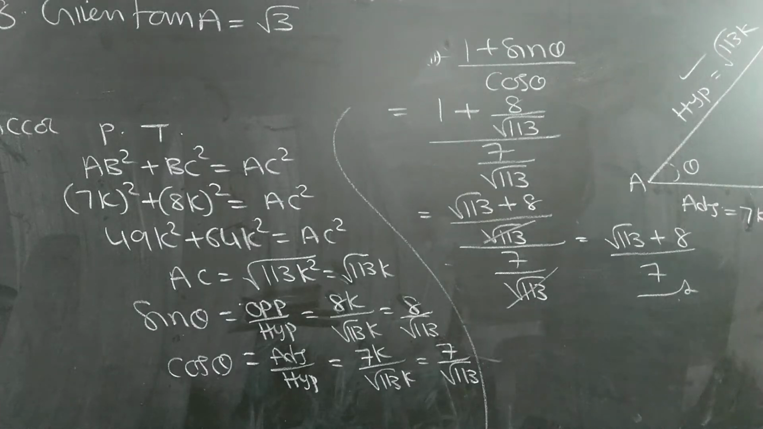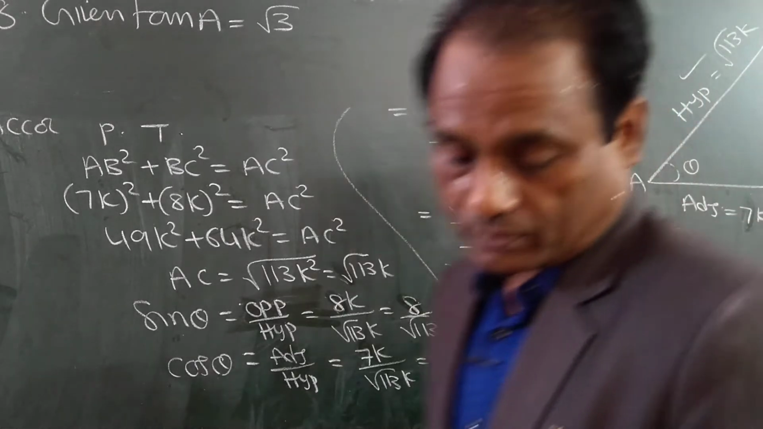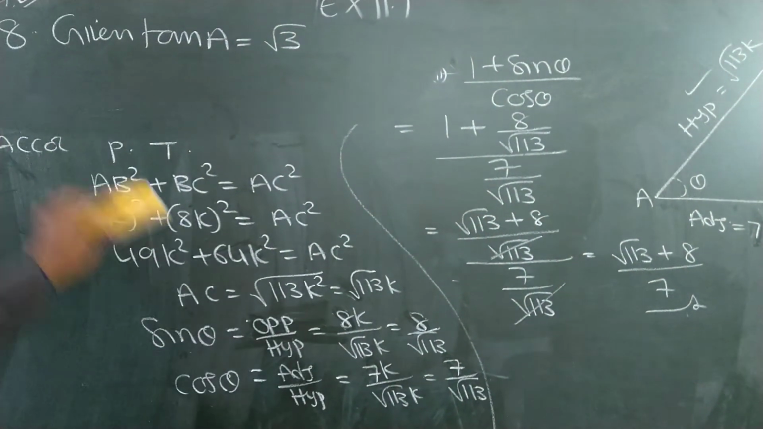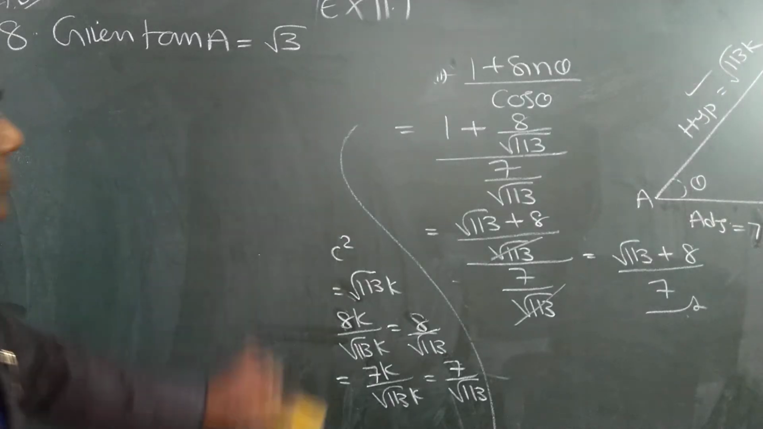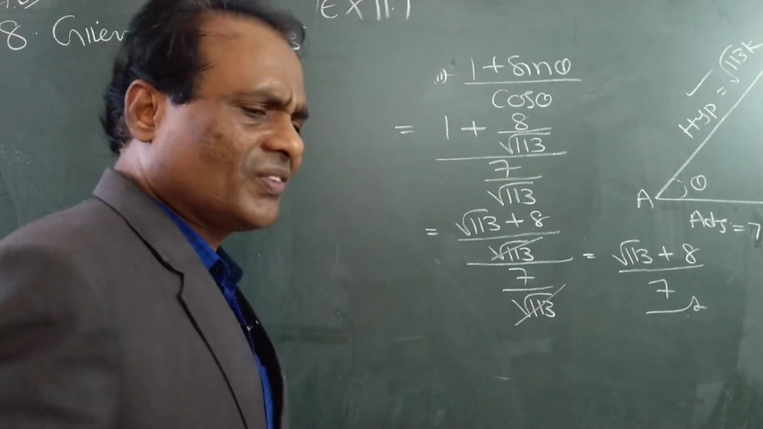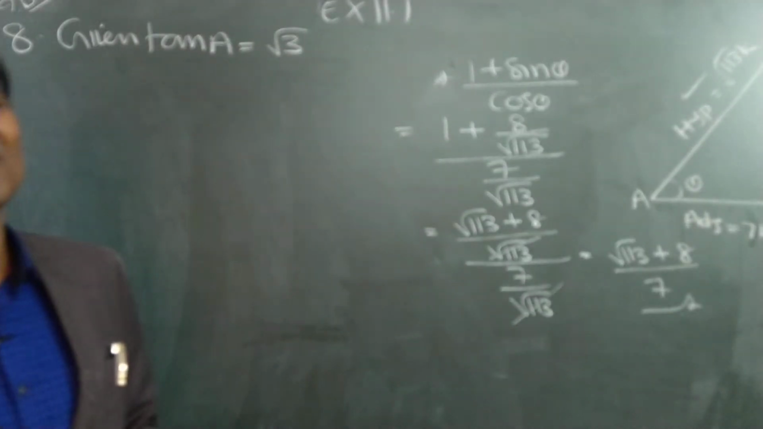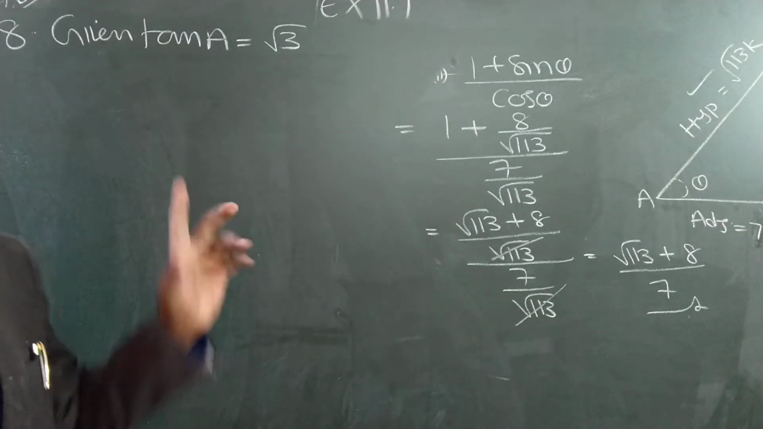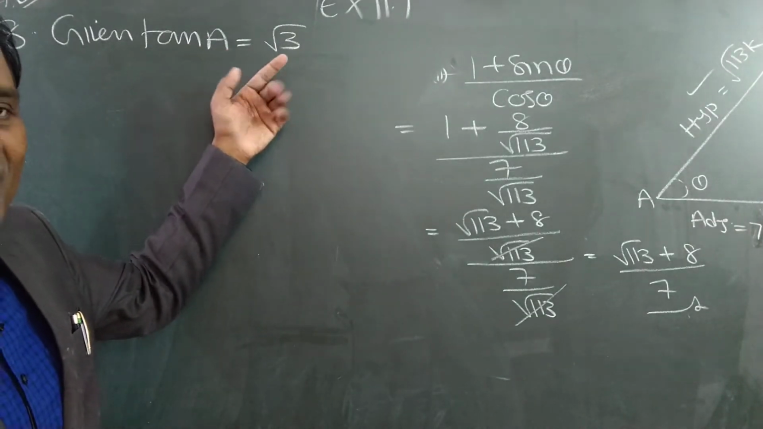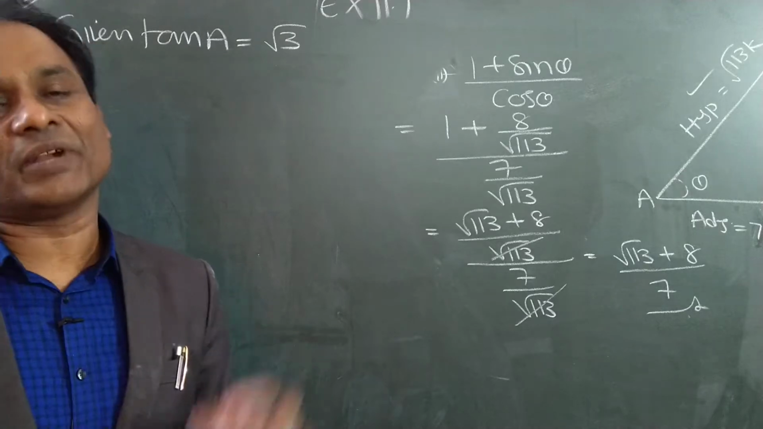Read the question from the textbook. See, in the total exercise, there is only one model. One trigonometric ratio is given. Find the values of the other trigonometric ratios.